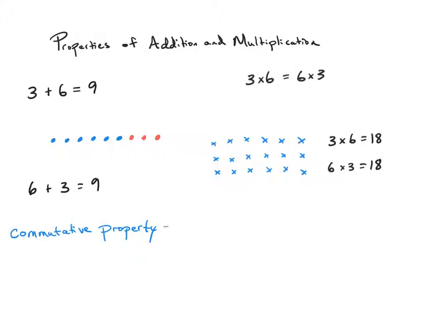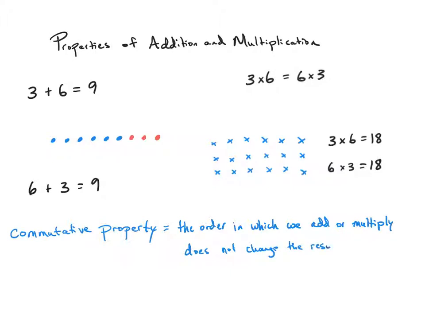And the commutative property then says that the order in which we add or multiply does not change the result, the sum or the product.